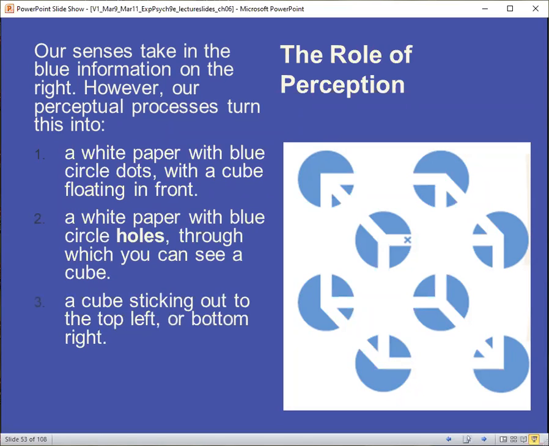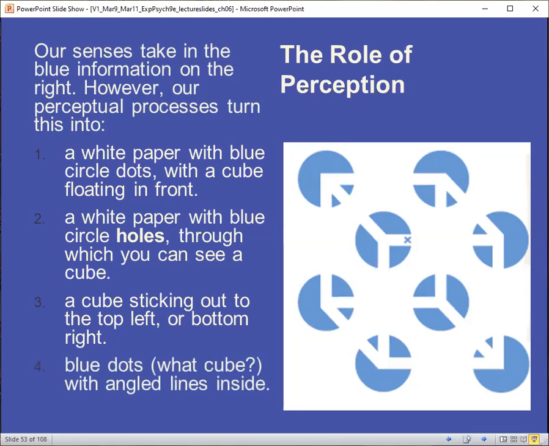Or a cube sticking out of the top left or bottom right. Or blue dots. What cube? There's no cube. With angled lines inside. So the idea here is that we all are seeing possible different things, but none of them really are what we think they are. We're seeing things which are not necessarily there, and we cannot stop seeing them.